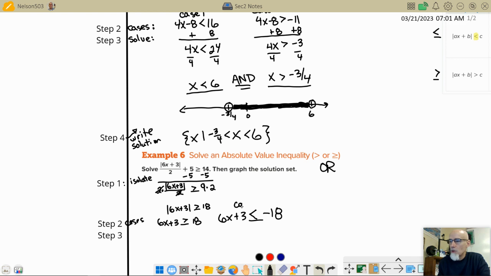So case 2 has 2 things going on: negate the right side and switch the inequality sign. Let me make that note here. Negate the right side, the one that didn't have the absolute value on it, and switch the inequality sign. All right. The other thing, what happened here?